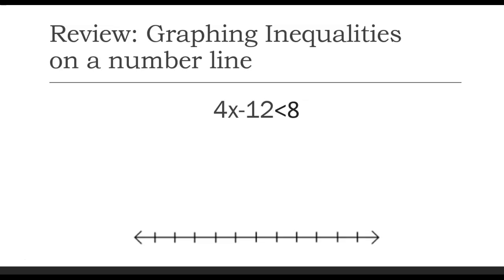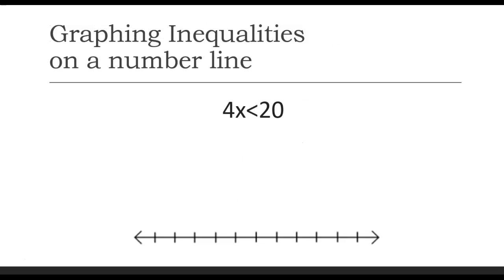The first step is to isolate the variable x. To do this, we will have to add 12 to both sides, and this will give us 4x is less than 20. The next step we'll have to take to isolate our variable is to divide both sides by 4, and this will leave us with our answer, which is x is less than 5.